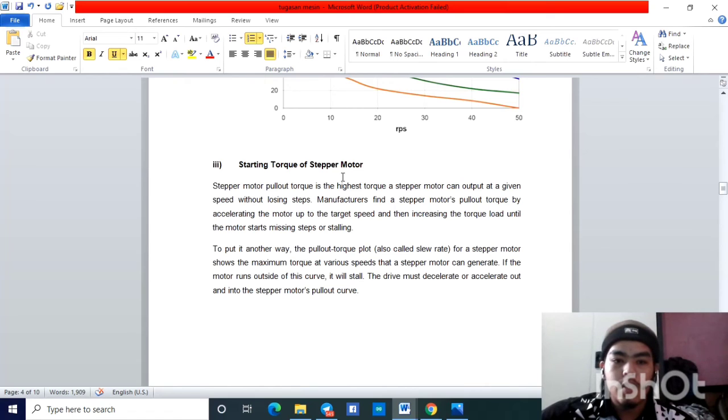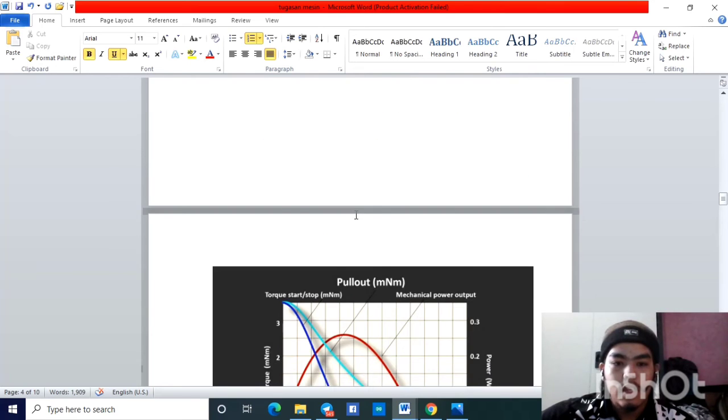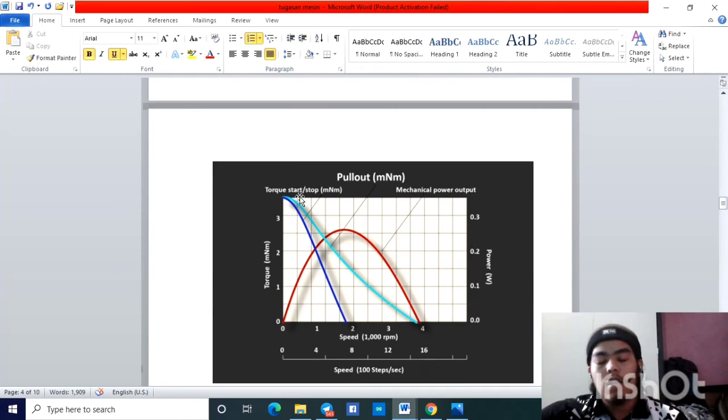Starting torque of the stepper motor. Stepper motor pull-out torque is the highest torque a stepper motor can output at a given speed without losing steps. So it requires high torque to move this motor.